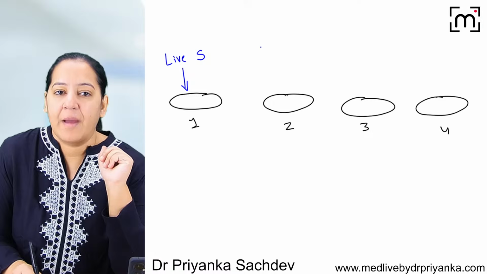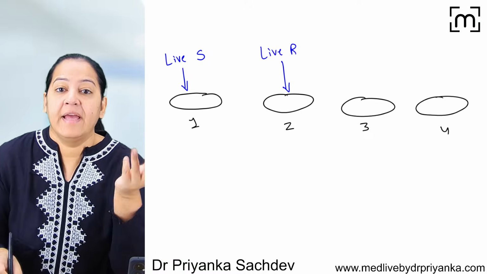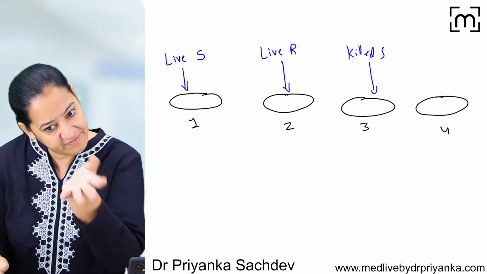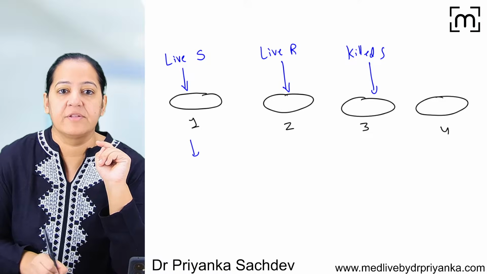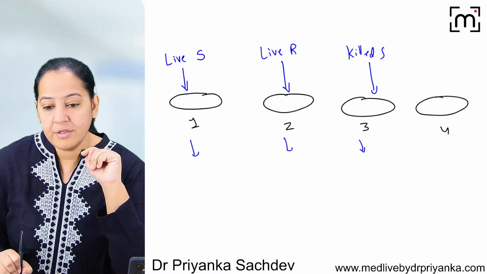The second one, I'm injecting live R in the second mice. In the third mice, I'm injecting killed S. In the fourth, I will tell you later on. First, you tell me the results in the three mice. What will happen in the first mice? Use your common sense.